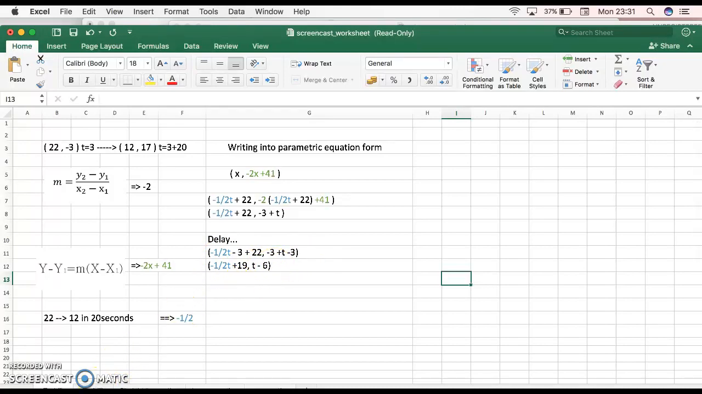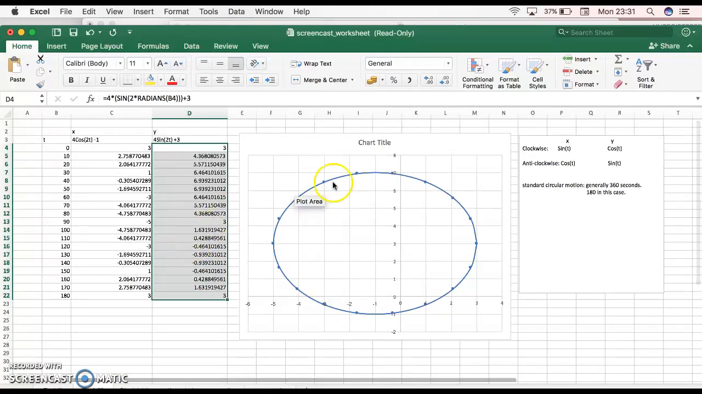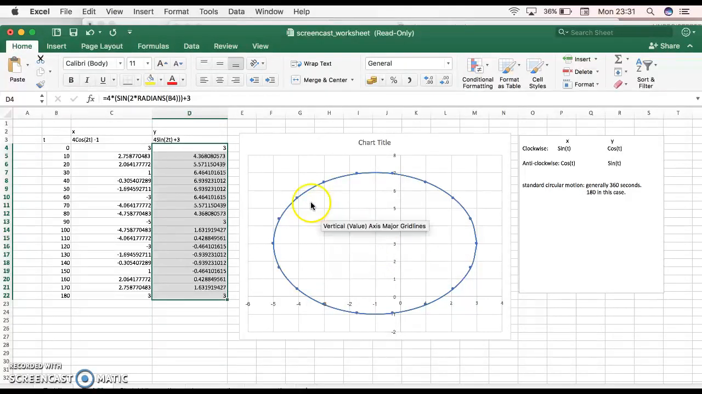Now, for our second task, we are asked to get the circular motion. It's initially at the position 3, 3, and it takes 180 seconds to complete a circular motion of radius 4 around a certain point of minus 1, 3.